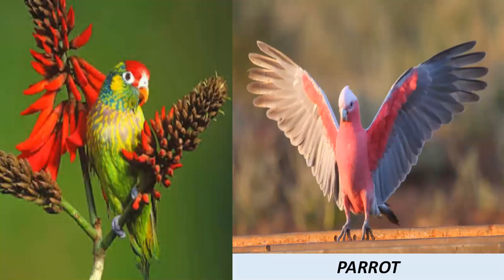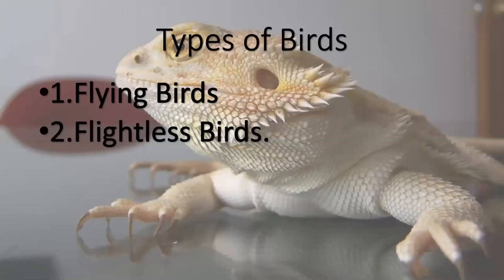Now the types of birds. There are two types of birds, that is flying birds and flightless birds. Those birds which can fly over and over in the sky are called flying birds. But some birds cannot fly.